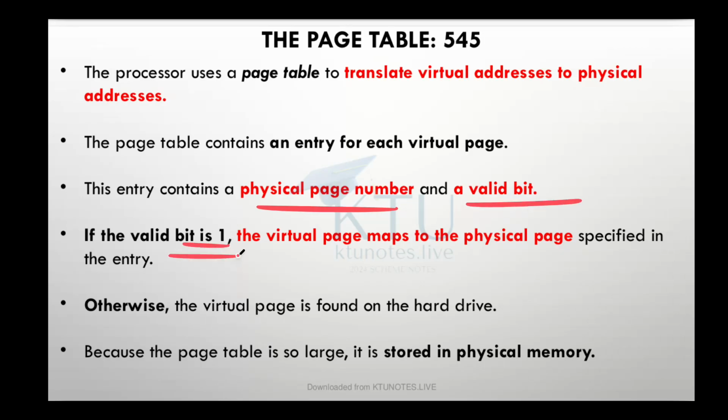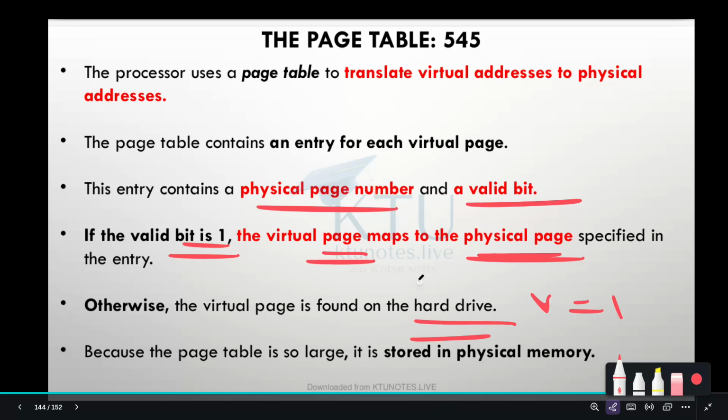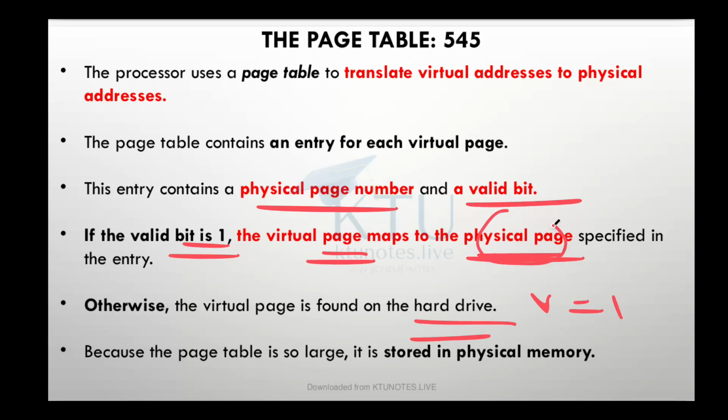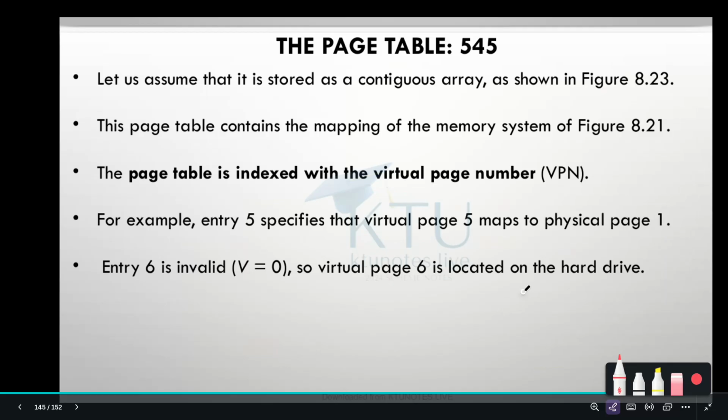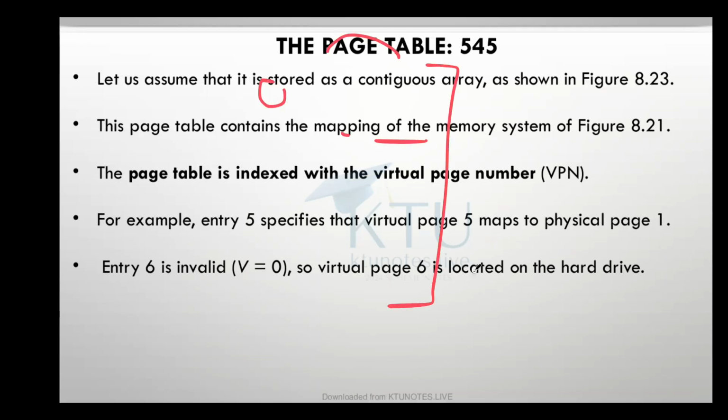Now, if the valid bit is 1, what does it mean? This virtual page maps to a physical page. That means this virtual page has a physical page in the physical memory. If the valid bit is 0, then the virtual page is found in the hard drive. That means the virtual page has a physical page, but it is not present in the physical memory, it is there in the hard drive. And the page table is very large, so I have already told you we will store it in our physical memory, RAM itself.